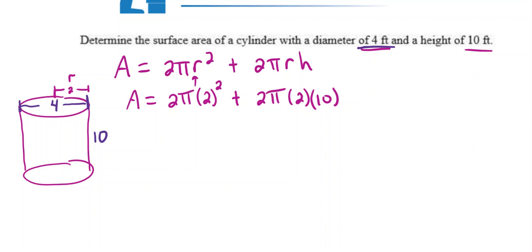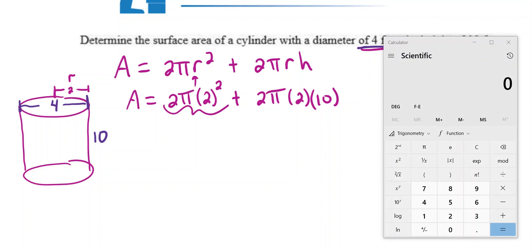Okay, so doing this first part, this is going to be 2 times, and then my pi button is up here. So 2 times pi, and then times 2. And then don't forget to square it. And on my calculator, it's right there, right? You guys see my square button? It's like x to the power of 2. You guys will all have something similar, right?